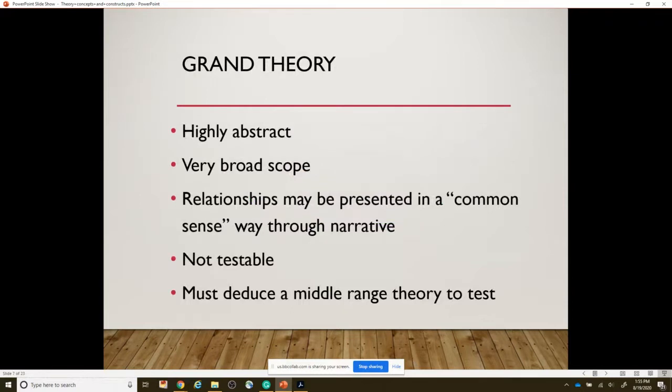A grand theory is highly abstract, has a very broad scope, and relationships can be presented in a common way through narrative, and some grand theories are not so much common sense. They are not testable, and that's one of the reasons you will not be using grand theories in your wikis. They are not testable and consequently cannot be operationalized. And to actually test a grand theory, you've kind of got to create a middle range theory component within it.